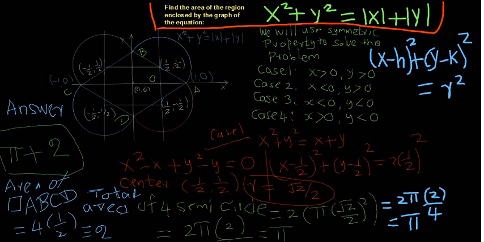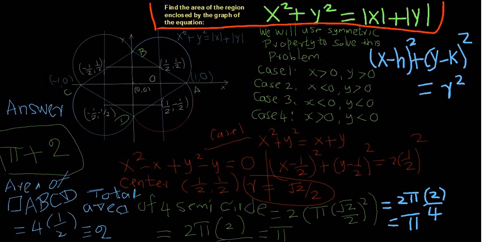Find the area of the region enclosed by the graph of the equation x squared plus y squared equal to absolute value x plus absolute value y. So what we're going to do is break this one into 4 different cases. Case 1, x greater than 0, y greater than 0, that's in quadrant 1, quadrant 2, quadrant 3 and quadrant 4. So those are case 2, case 3, case 4.